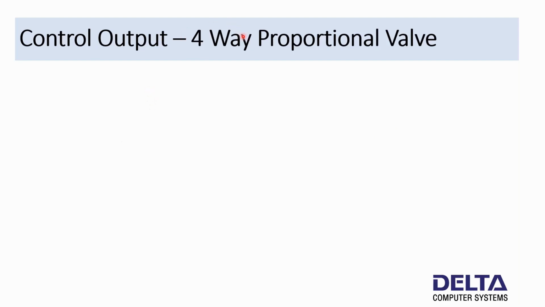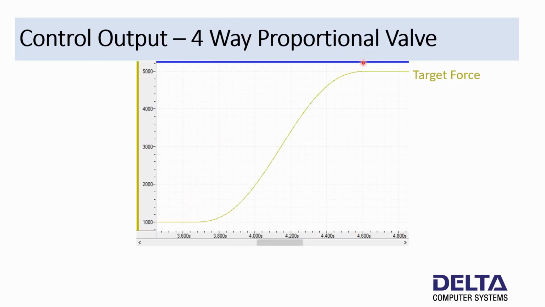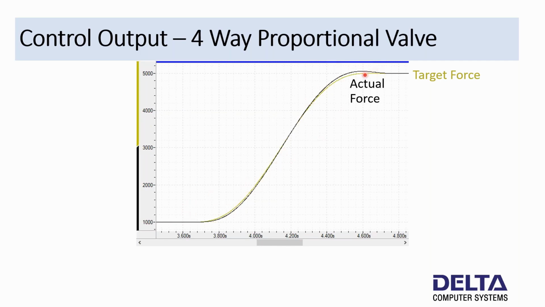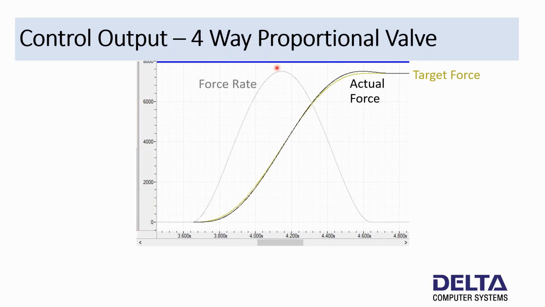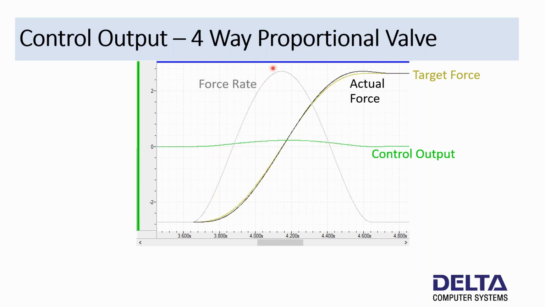So if we look at a four-way proportional valve, if our target force goes like this and our actual force hopefully controls fairly closely, then the force rate looks like this, the rate being the slope. The target force has the highest slope right here, so the rate is highest there. The slope is lowest here and here, so our target force rate is lower there, and it looks like this. So that means the feed forward, or the control output on this system, is proportional to that rate. The rate has a hump there, and the control output is proportional. So this means that we can use a force rate feed forward for this system.